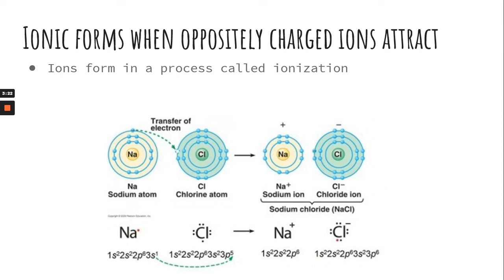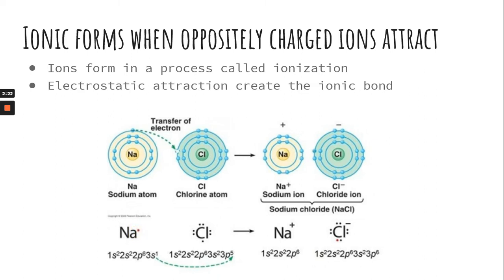The process of forming ions is called ionization, so a lot of times you're going to see that word ionization, and it just means forming the ion, losing the valence electron or gaining the valence electron. Now it's once these are formed that the electrostatic force can create that ionic bond. So that positively charged ion and that negatively charged ion are attracted to each other, and that's the electrostatic attraction between the ions.